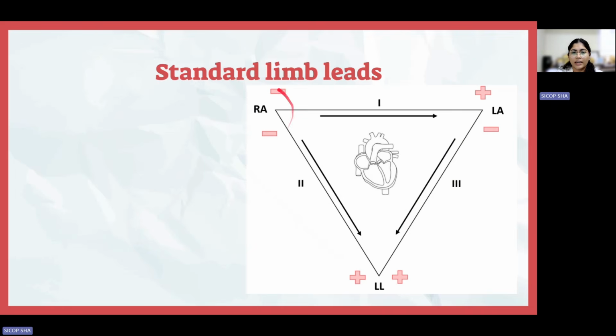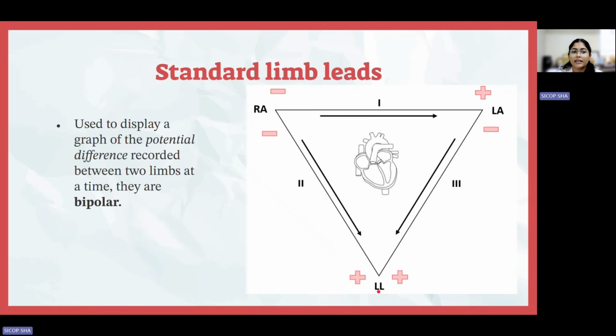Looking at your standard limb leads, your right arm and your left arm electrodes are going to form your first lead. Your right arm and your left leg are going to form your second lead, and your left arm and your left leg are going to form your third lead. These are your standard limb leads, and the potential difference between the two electrodes is what records the electrical activity, and that is why they are called bipolar, because there's a negative and a positive potential.